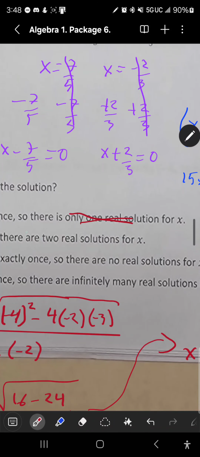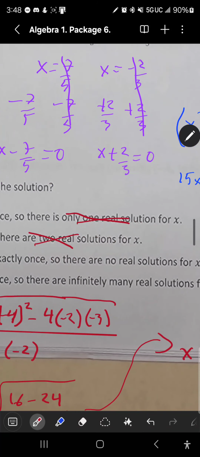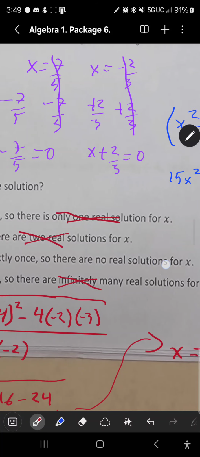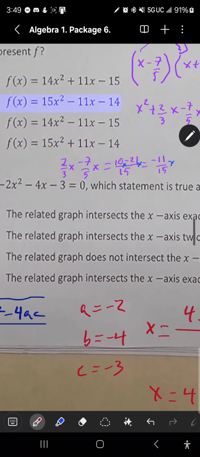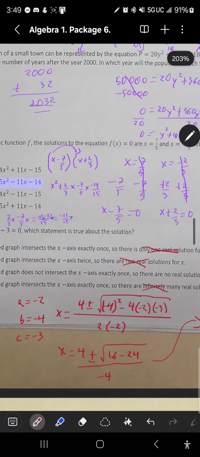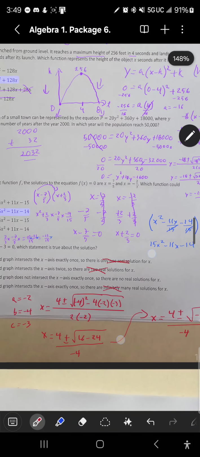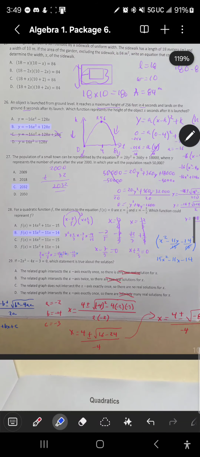One real solution? No. It has no real solutions, and they say that there are infinitely many real solutions. So no. If the square root is negative, there are no real solutions, which will be C. The related graph does not intersect the x-axis, so there are no real solutions.